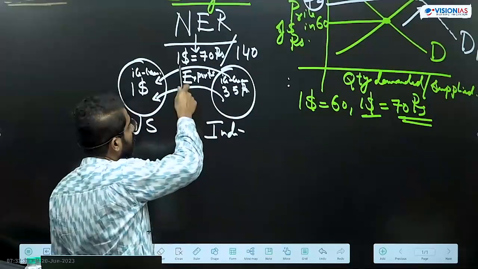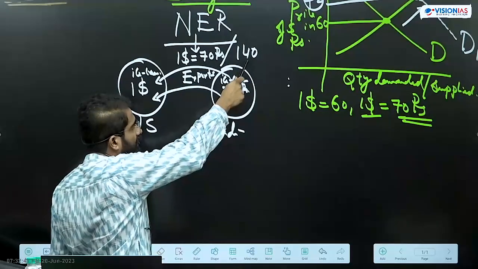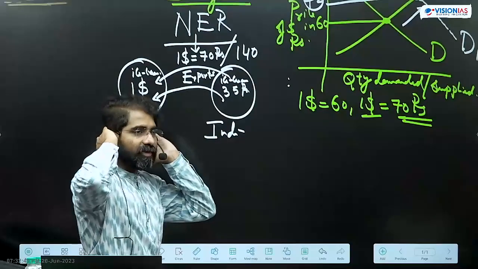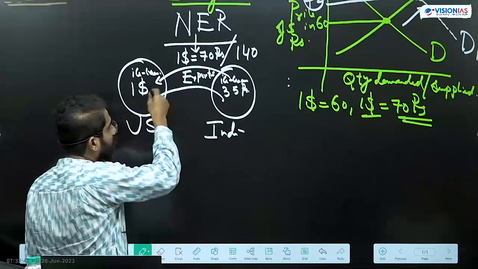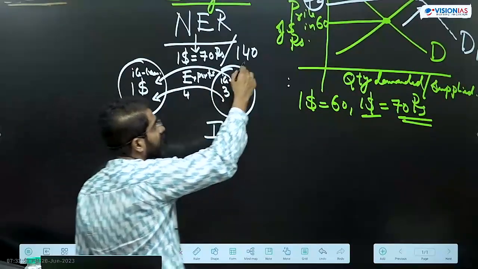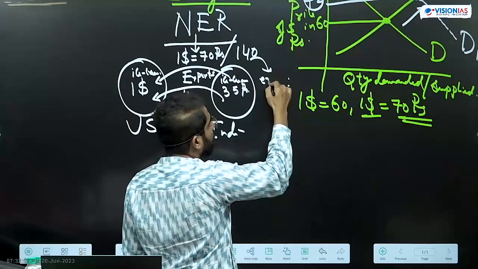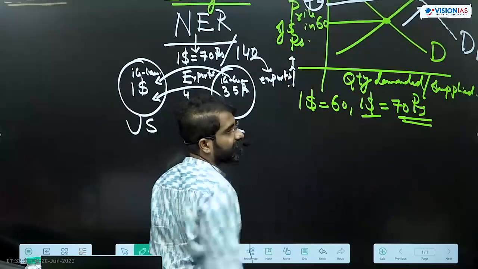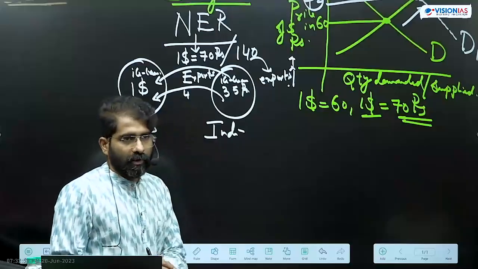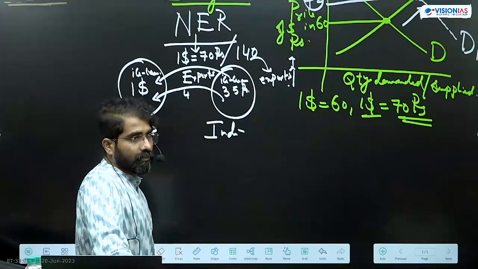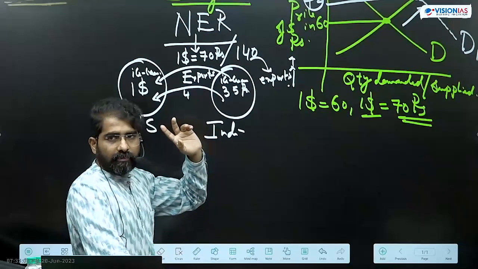Because $1 is now 140, and each ice cream is 35, with $1 the US will be able to get 4 ice creams from India. That means India's exports will become more competitive. There will be more exports from India. Is that okay, everybody? Now, is this clear?